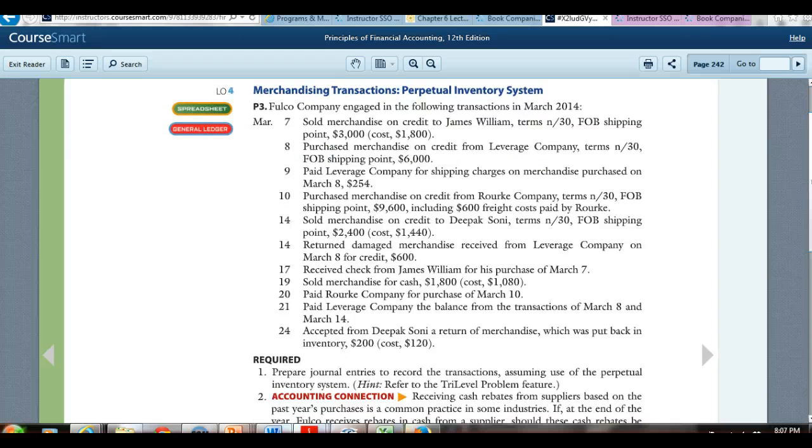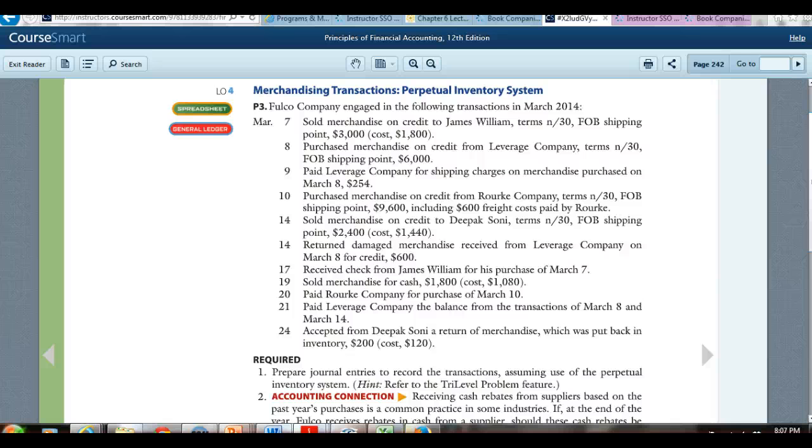We are going to need to prepare journal entries to record these transactions. Okay? The first one says to us, sold merchandise on credit to James William, terms net 30, FOB shipping point. It's telling us it sold it for $3,000, but it cost us $1,800. So let's talk about this.